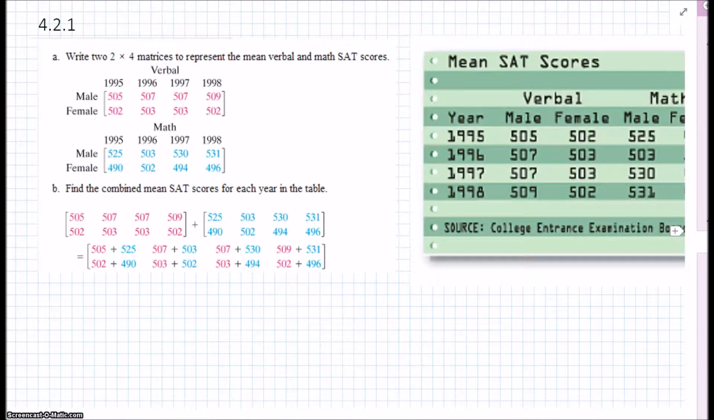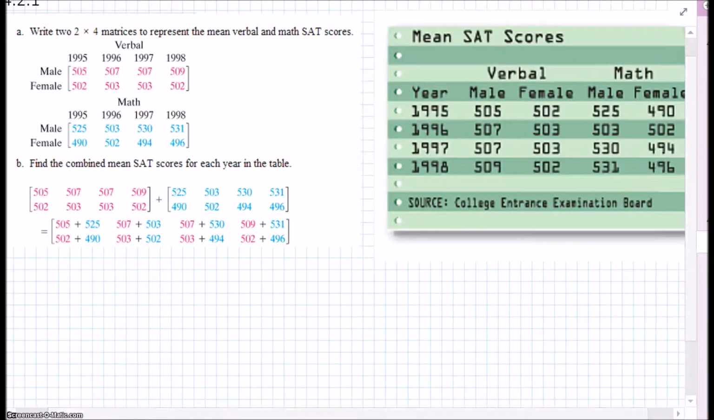Write two 2 by 4 matrices to represent the mean verbal and math SAT scores. We have a diagram over here for males and females, and we're going to break it down for verbal. The first matrix is the verbal. The rows are male or female, and the columns are years. So we just plug it in.